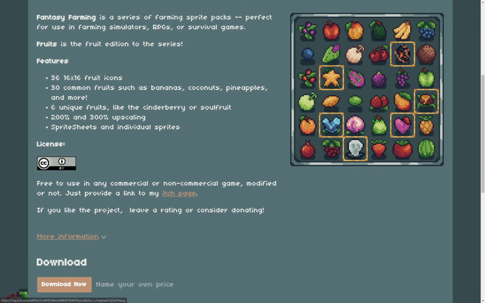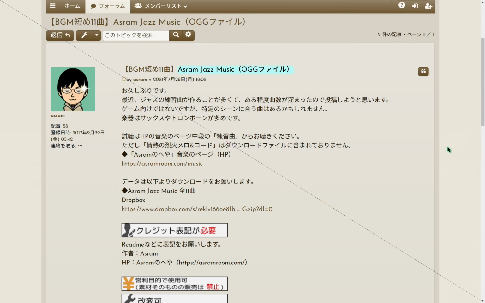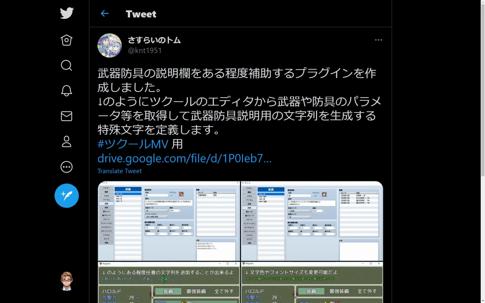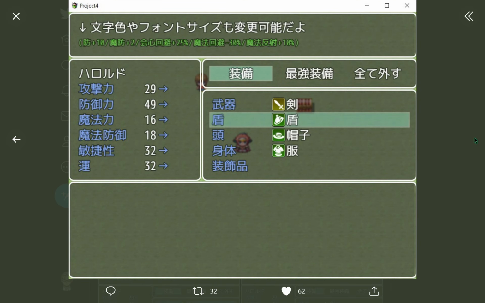Fantasy farming fruit icons by Mr. Milk Duds. A music pack of 11 jazz tracks by Asram. An MV plugin by Sasurai no Tomu that gives us more control over the descriptions for armors and weapons.